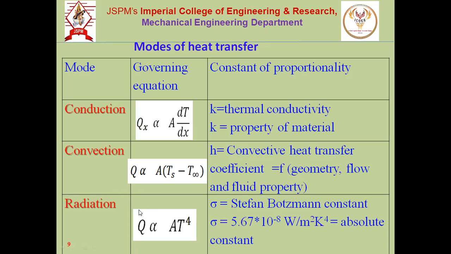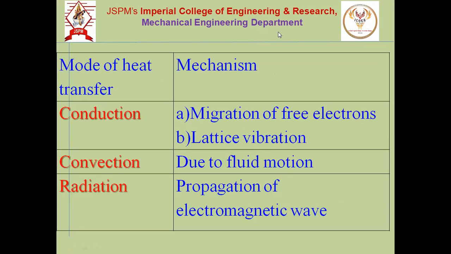In radiation, heat transfer is directly proportional to the fourth power of absolute temperature and area. The constant of proportionality is an absolute constant, sigma, called the Stefan-Boltzmann constant. It is 5.67 into 10 raised to the power minus 8.